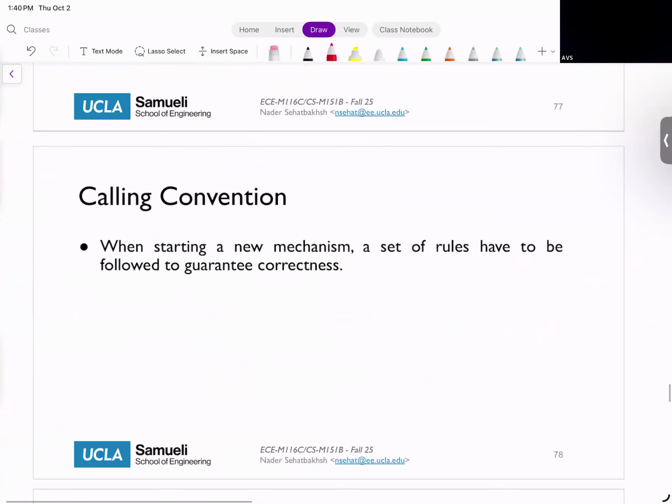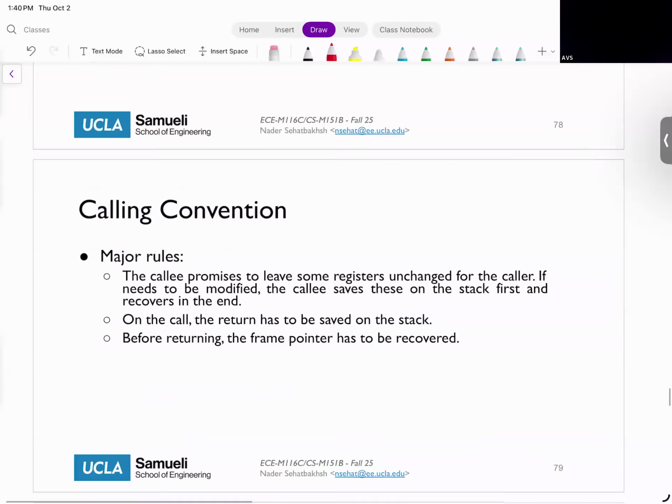Yeah, this is actually what we call a calling convention. You probably have seen it before. These are a set of rules that we follow when we want to guarantee correctness. For example, I told you, you don't touch the register that you use for linking. If you touch that, then you forget what the return address was and your program is broken. Okay? So there are three major rules.